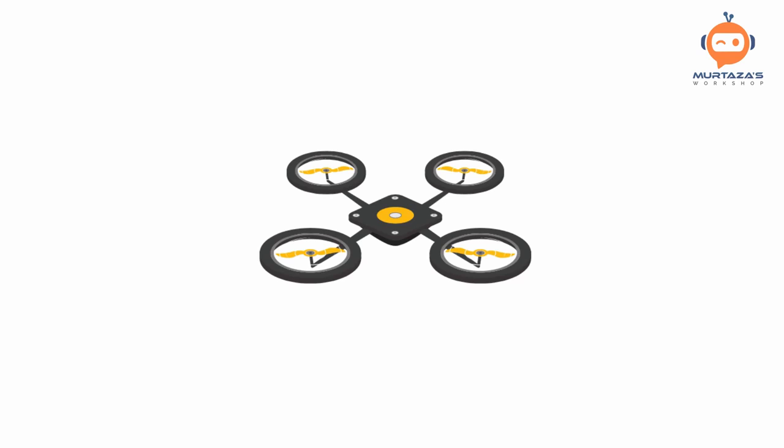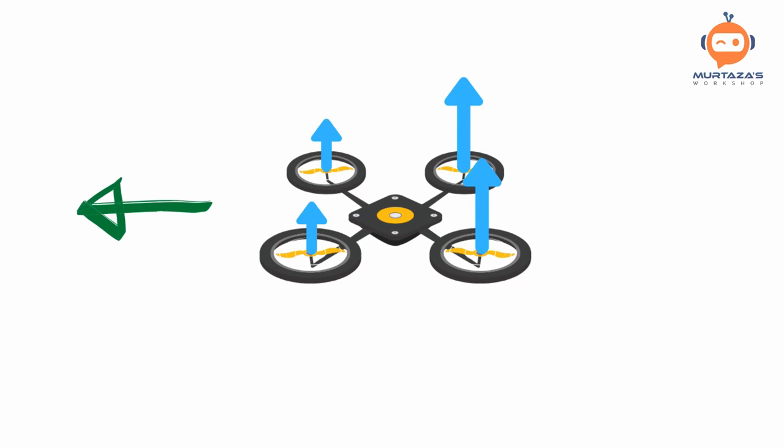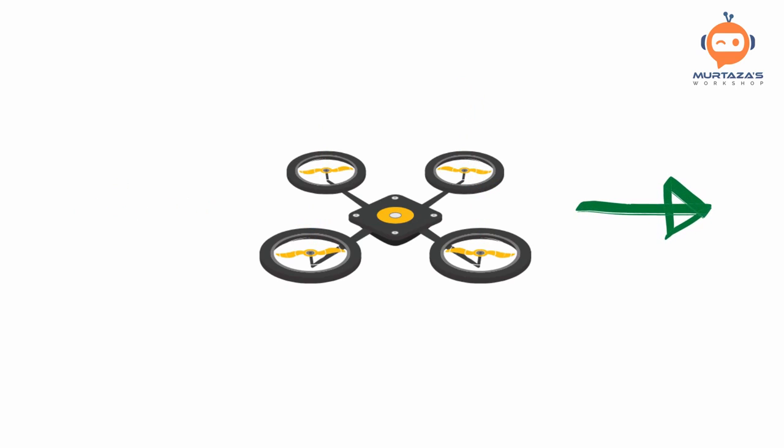This will allow the drone to hover above the ground. Now coming to the second translation, if we want to move left, we will reduce the speed of the left motors and increase the speed of the right motors. To move towards the right, we will decrease the speed of the right motors and increase the speed of the left motors.